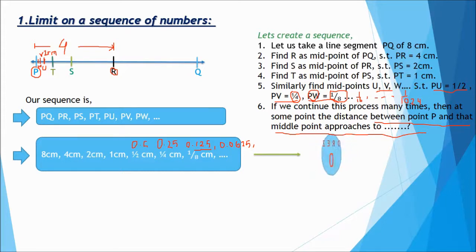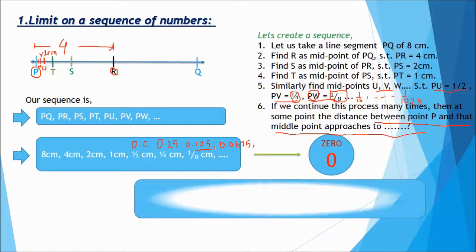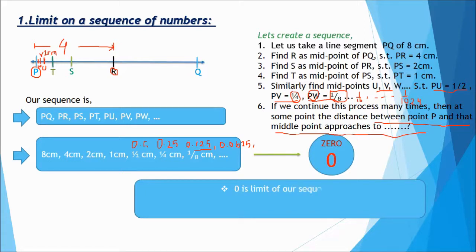Now we can see 0 is the limit of our sequence. And why is 0 the limit of our sequence? Because the sequence is approaching towards 0. It's decreasing, isn't it? It was 8 cm, then 4 cm, 2 cm, 1 half, 1 by 4, 1 by 8. In such a way it's decreasing, and it is approaching towards 0.